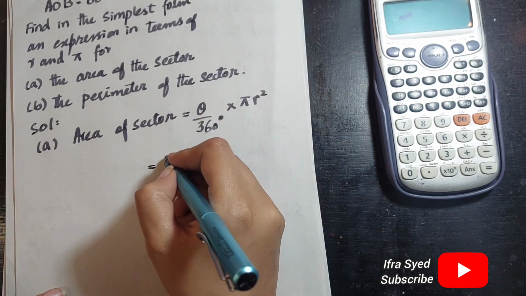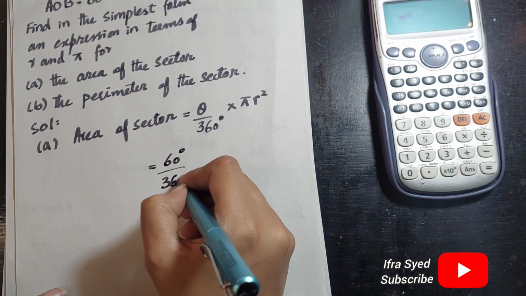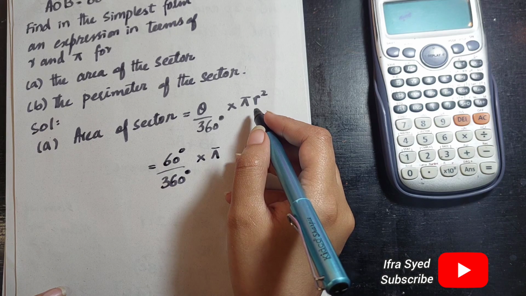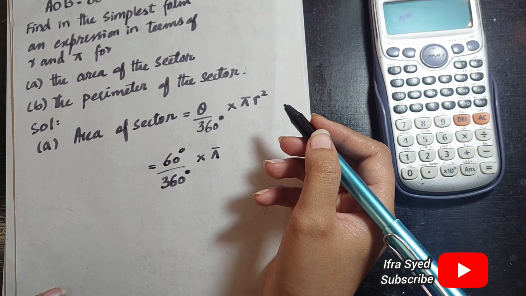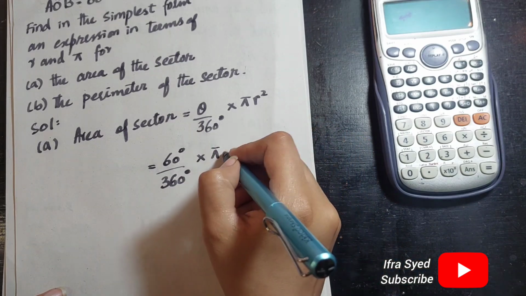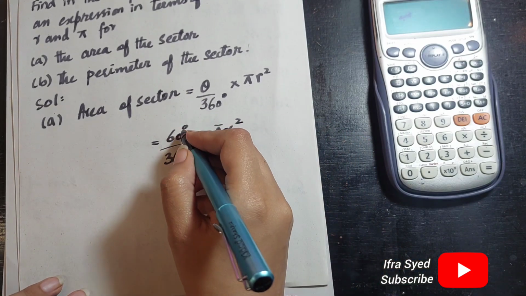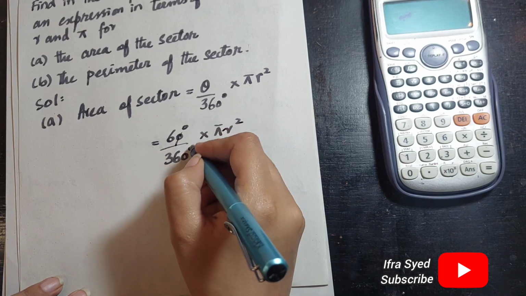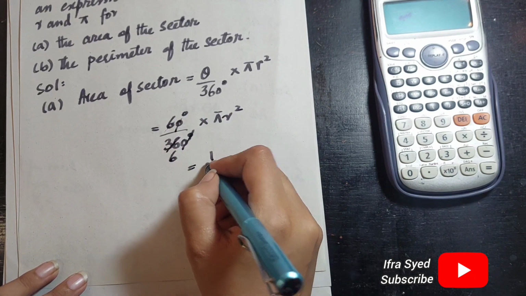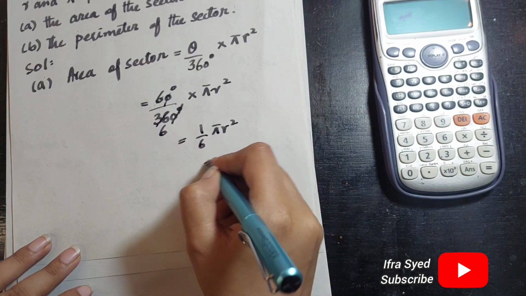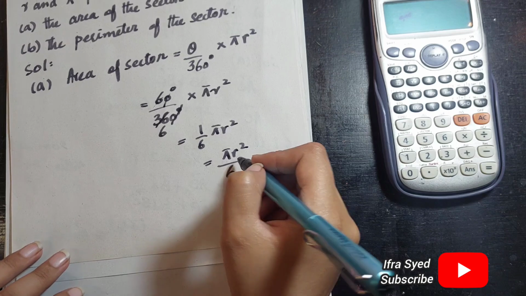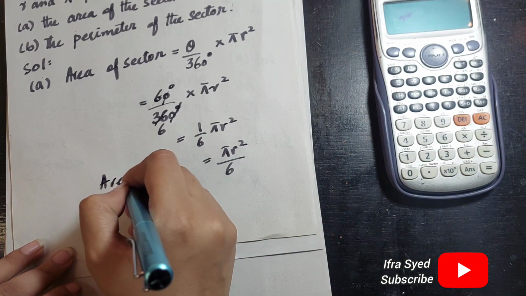So we only substitute the value of theta and r in this formula. The value of theta is 60 degrees divided by 360 degrees multiplied by pi as it is, and we don't have the value of r in this question, so I'm writing r as it is. So now we have r squared, and the zeros in 60 and 360 cancel out. 6 into 6 is equal to 36. So we have 1 by 6 into pi r squared, which is equal to pi r squared divided by 6. So this is the area of the sector.